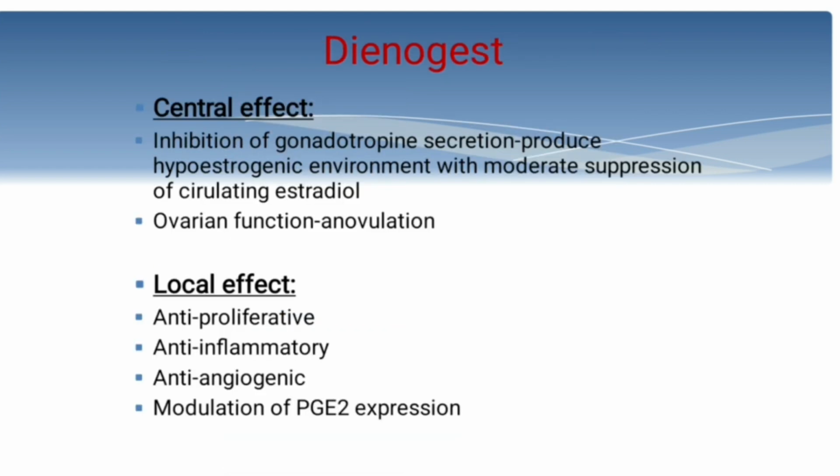Now the popular drug Dienogest, how does it act? It has both effects, one central and another local. How does it act centrally? It causes inhibition of gonadotropin secretion and produces a hypoestrogenic environment with moderate suppression of circulating estradiol. It affects ovarian function and ovulation. And locally, it acts as antiproliferative, anti-inflammatory, anti-angiogenic, and modulates prostaglandin E2 expression.